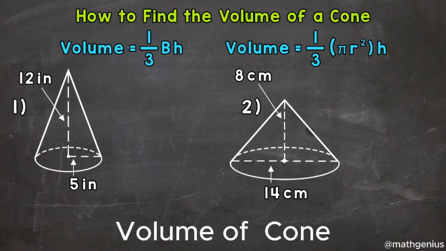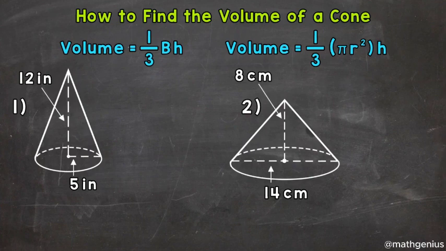And remember, volume is the amount of space that a 3D figure or object takes up. Now, when it comes to cones, we can use the formula 1/3 times the area of the base times the height. That's the formula at the top left of the screen.